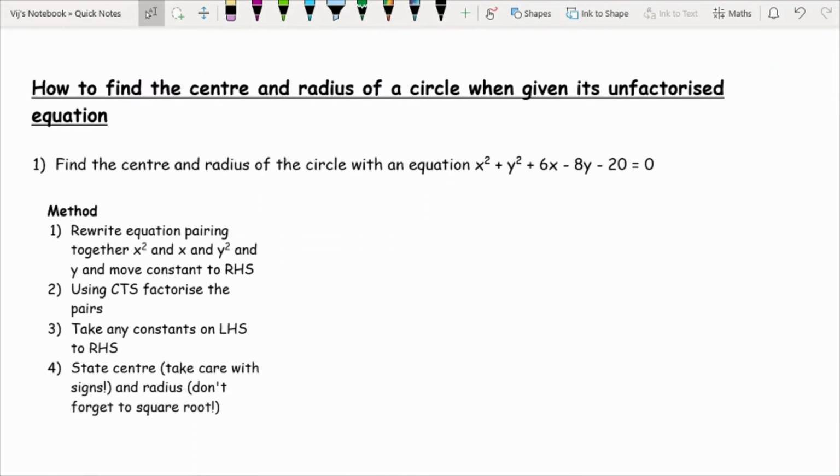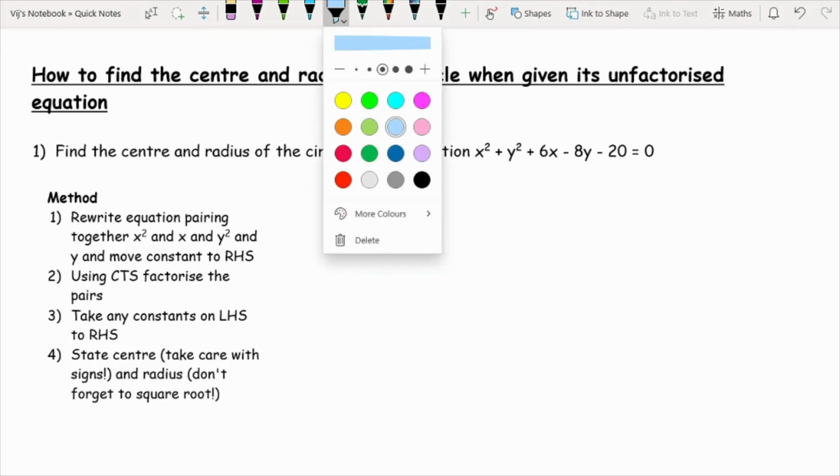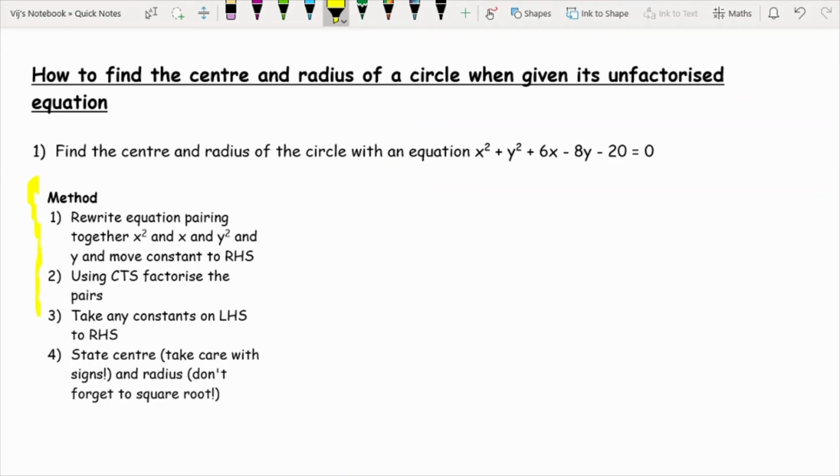Now the next thing we move on to is how to find the center and the radius of a circle when you're given its unfactorised equation. What I've written down here is some general steps for you to follow, and I'll go through these steps so it's a little bit clearer to understand what it is we're actually doing. So these are the 4 steps that we're going to follow to expand, to factorise and find the centre and the radius of this equation here.